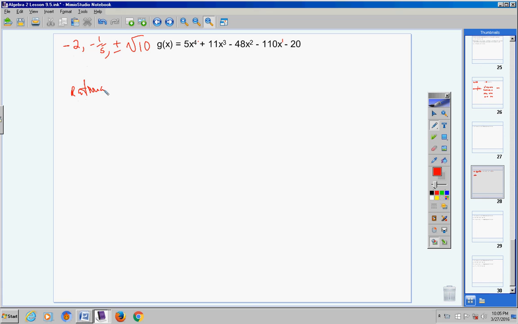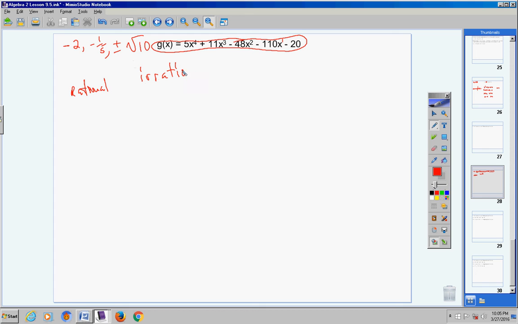Rational. I'm telling you, if this function right here has a rational zero, or more than one, it will be in that list of numbers. Now, do you see square root of 10 in your list anywhere? No, of course not. And you shouldn't, because square root of 10 is what?